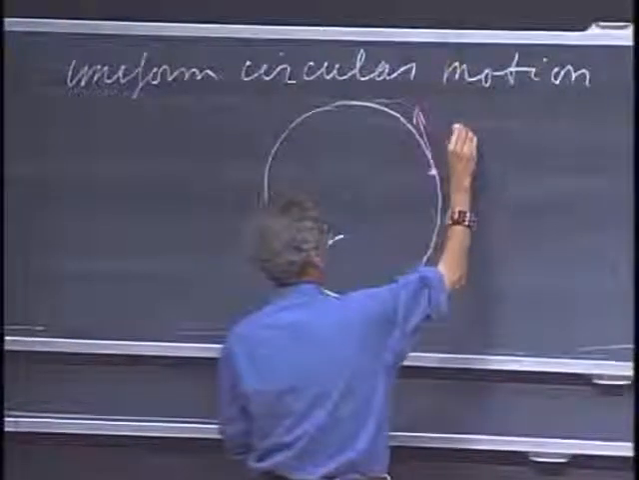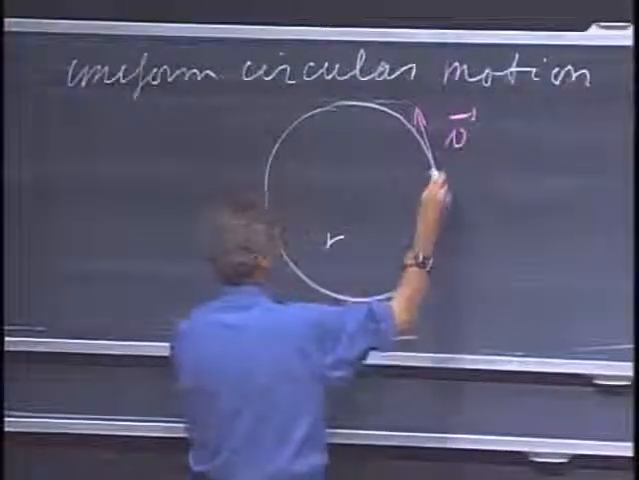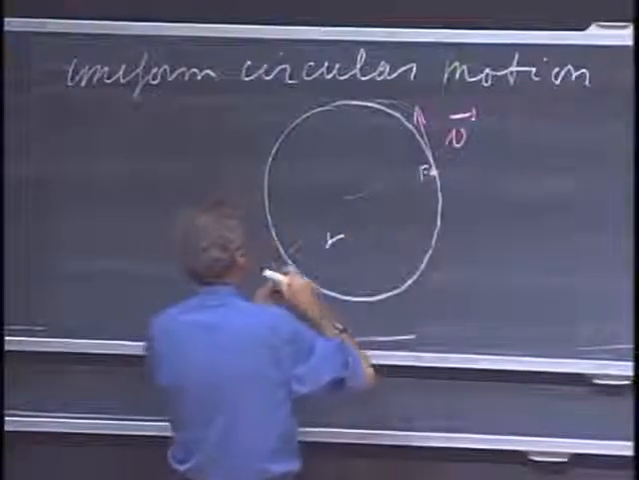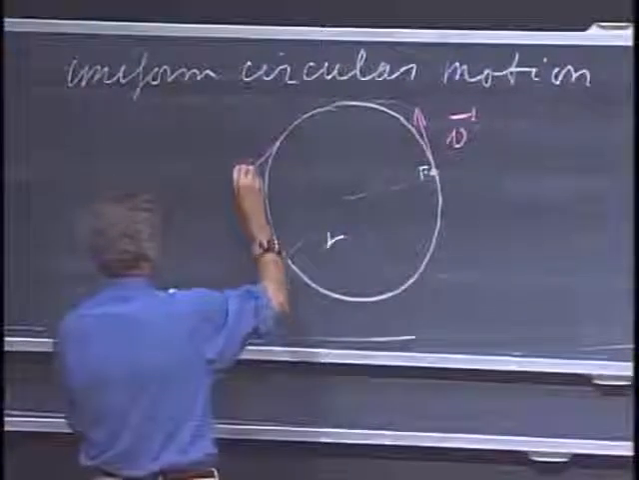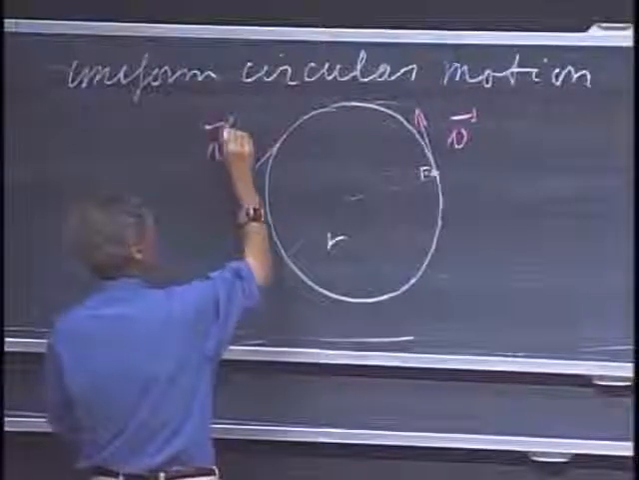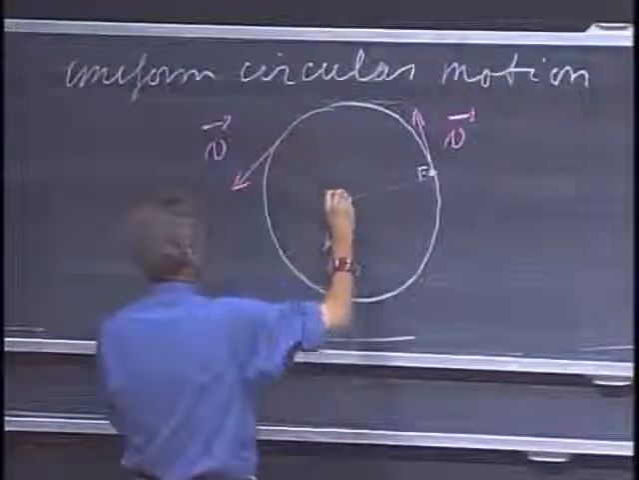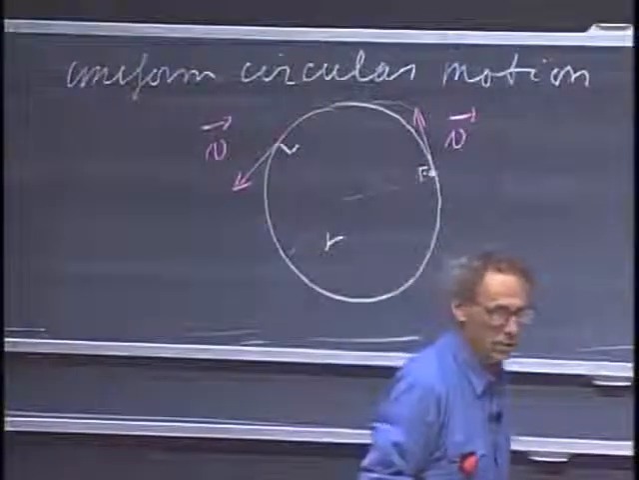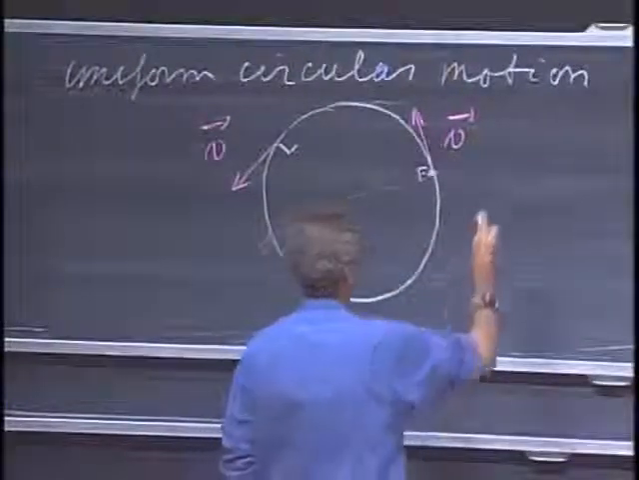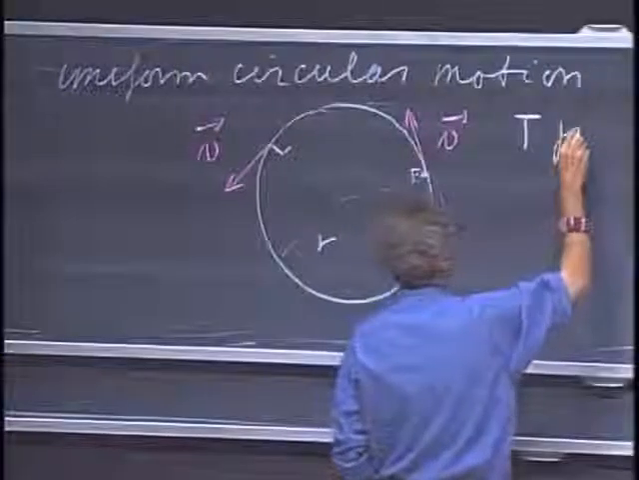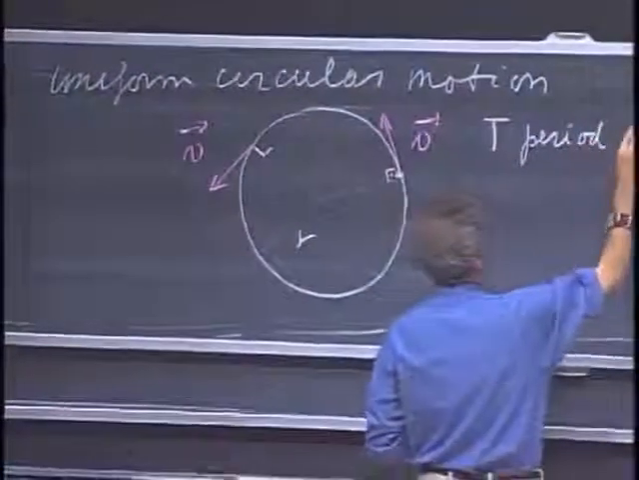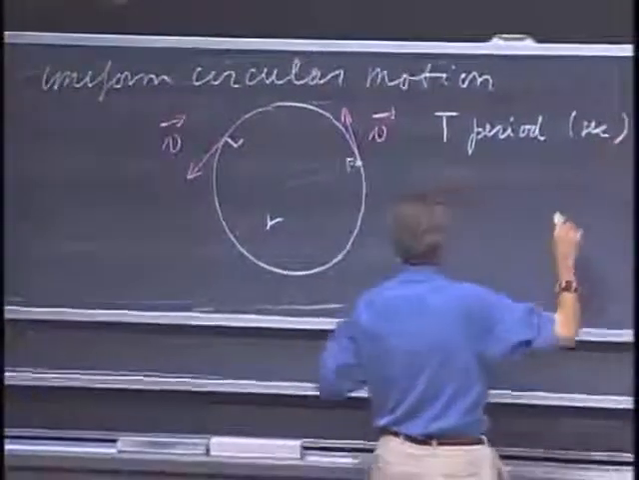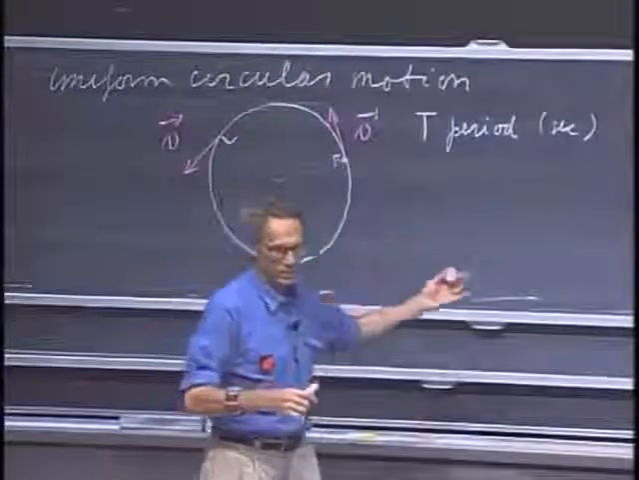When the object is here, this is the velocity. It's a vector, perpendicular, and later in time when the object is here, the velocity has changed, but the speed has not changed. We introduce T, what we call the period. Of course, it's in seconds, which is the time to go around once.